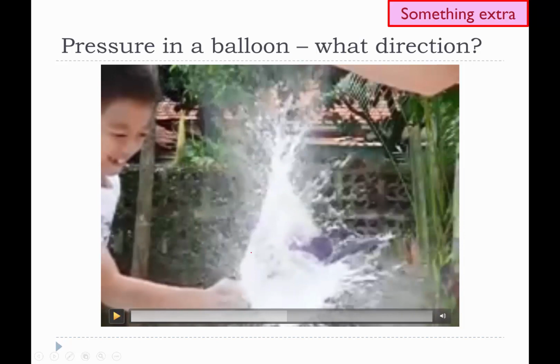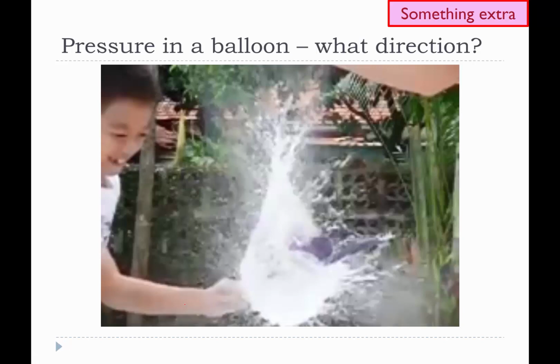You can see that when he bursts the balloon, the water is being thrown in all directions. So what does that tell me? It tells me that the pressure in the balloon is all directional. It is not only acting downward. The water molecules here seem to be shooting perpendicular away from the surface of the balloon.